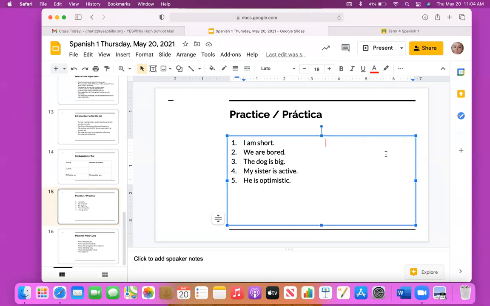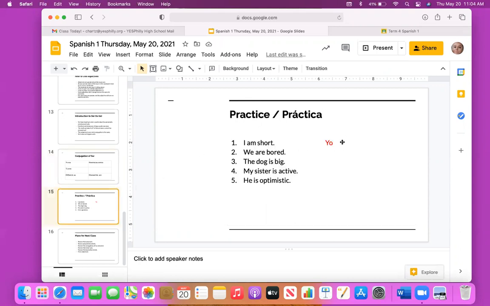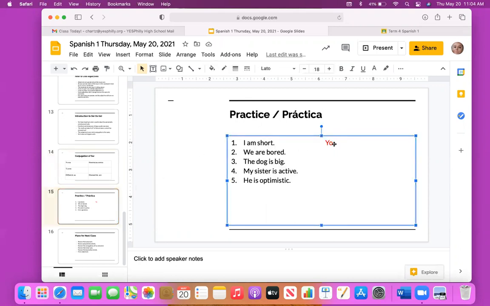Anybody want to try it? So we know that the word for I is yo, right? And being short is a physical description. If you're short now, you're probably going to be short forever, right? So we're going to use ser, because it's a physical description. You're going to say soy, right? Yo soy. Whoop, if it'll let me edit it. Short. And that was one of our vocab words.